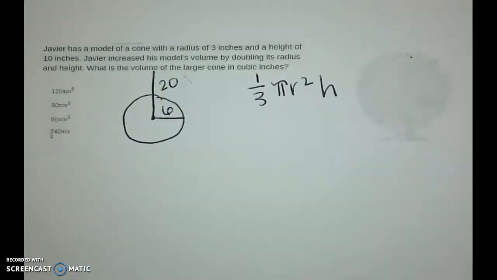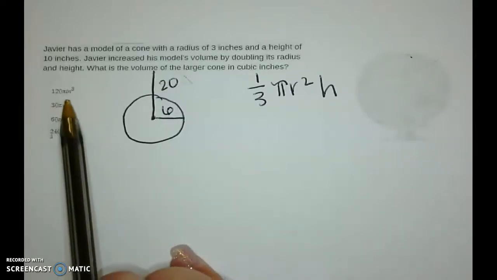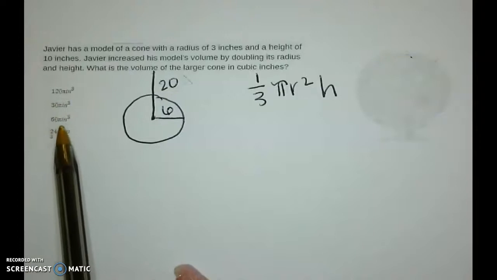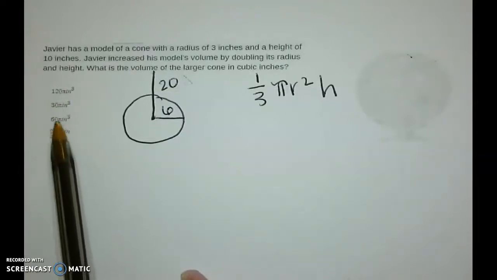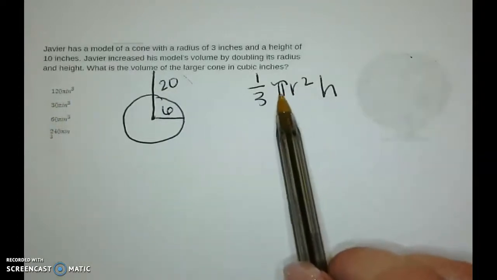Something I want you to notice, and I want you to get in the habit of noticing before you start solving the problem, is my answer choices. I don't know if you can tell, but there's pi in each one of them, okay? That means I am not going to multiply by pi.